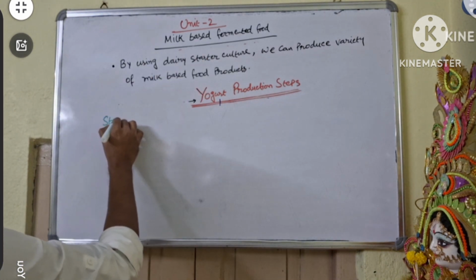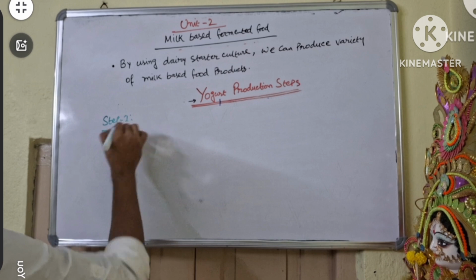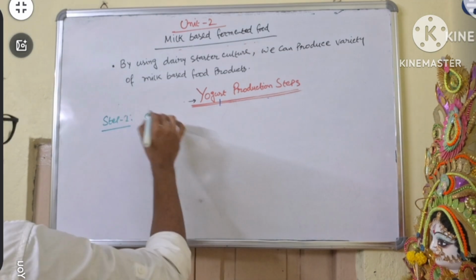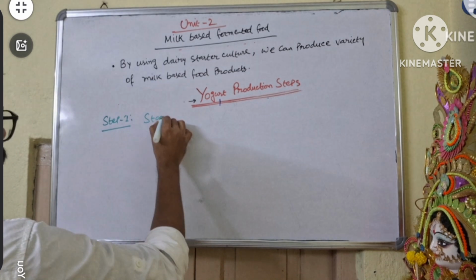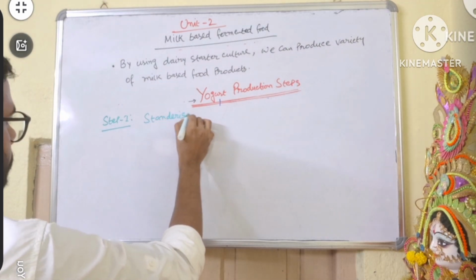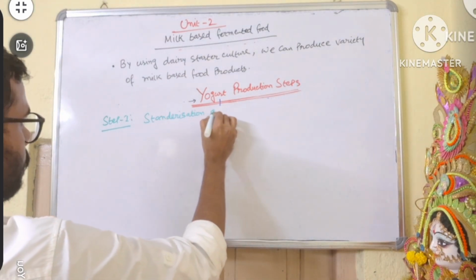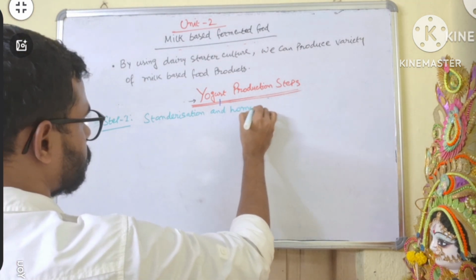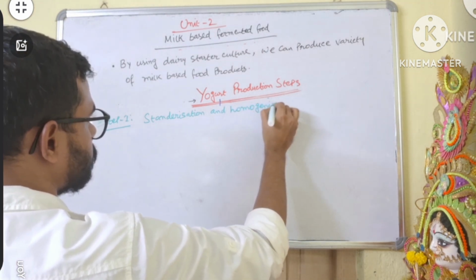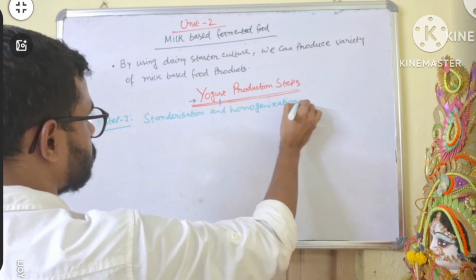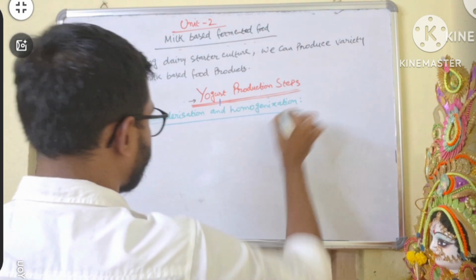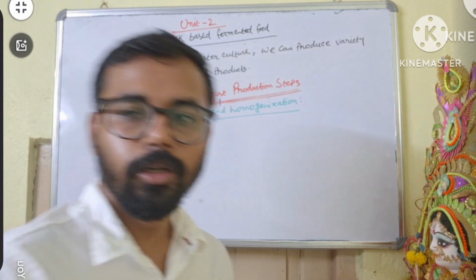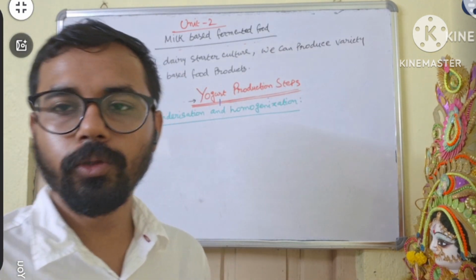Step 1, standardization and homogenization. Standardization. Standardization and homogenization. To make a good yogurt, we should do it industrially.